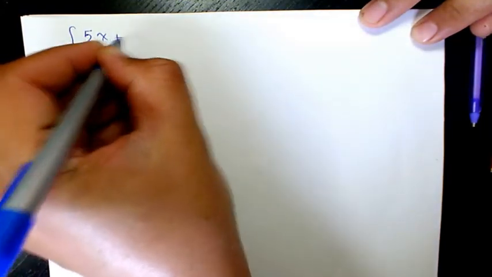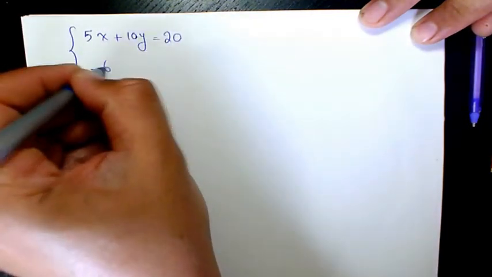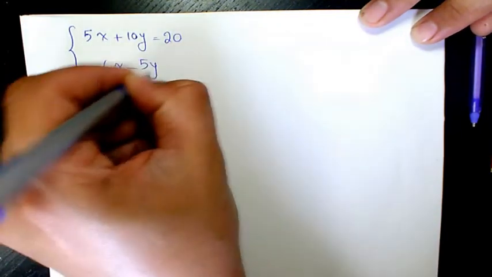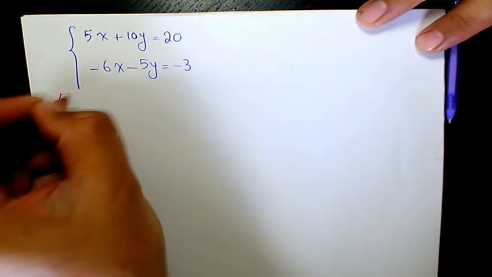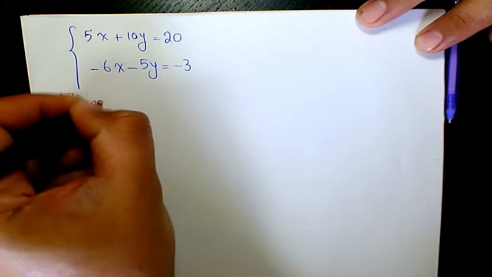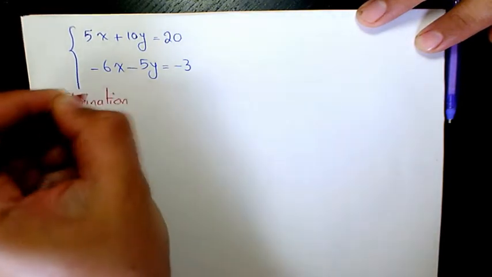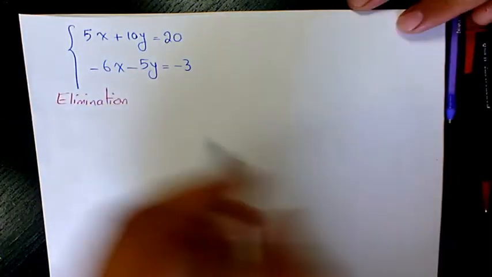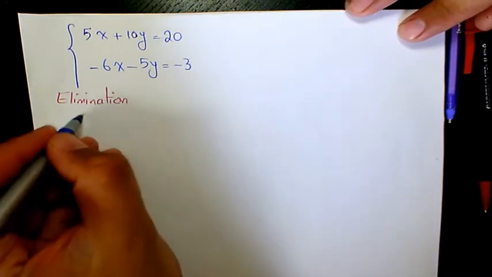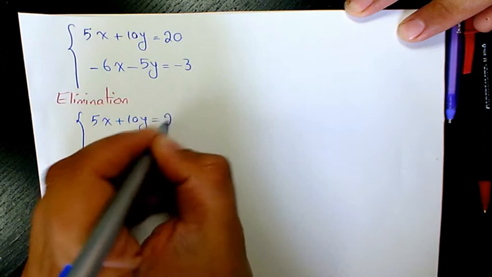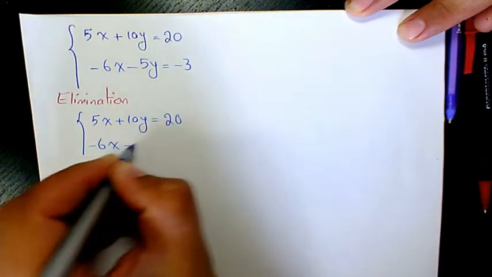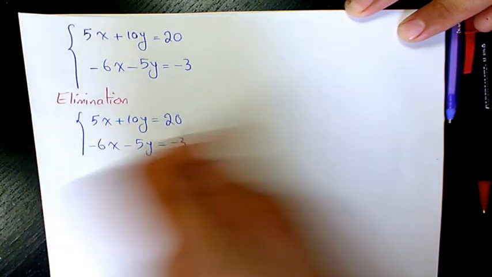5x plus 10y equals 20. Negative 6x minus 5y equals negative 3. Again, I'm gonna start with elimination method. You don't need to use both methods, just one of them is enough. I'm gonna use elimination method. 5x plus 10y equals 20. Negative 6x minus 5y equals negative 3.